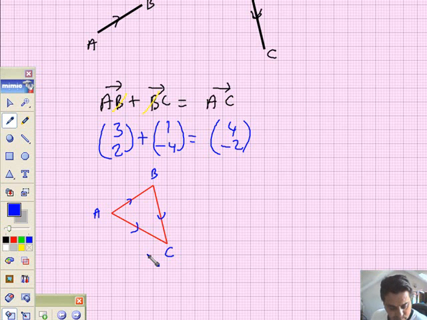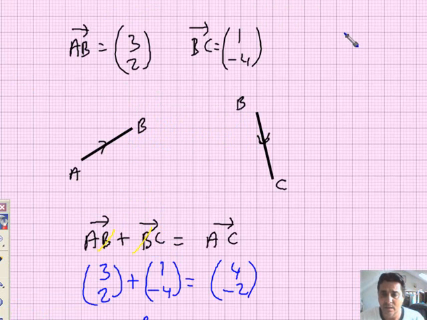Question 5 looks terrible. I'll do a bit of it, as much as I've got time for. Which of these statements are true and which are false, and give a reason? This is question 5. Hope the video isn't too long.